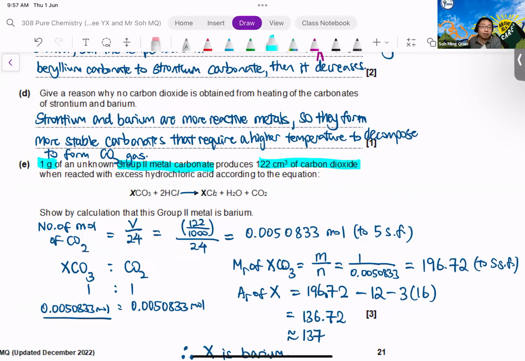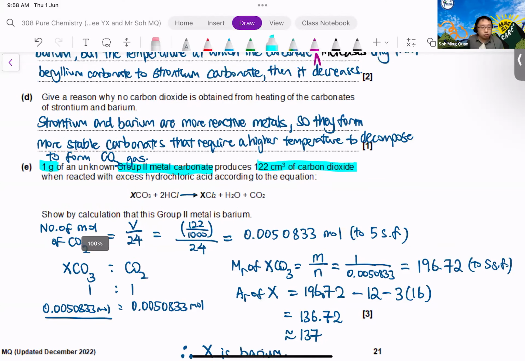You do not know what the group 2 metal is. So the only way to find out is to find its Ar. So find the Mr of the carbonate. How do you do that? Mr is mass over number of moles, the mass in grams over the number of moles. And once you have the Mr, you just need to subtract the Ar of carbon and the Ar of the 3 oxygens. That gives you about 137, which corresponds to barium.